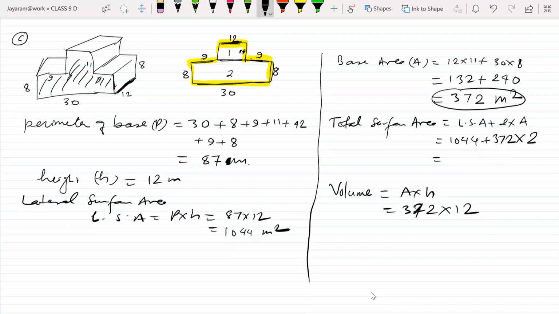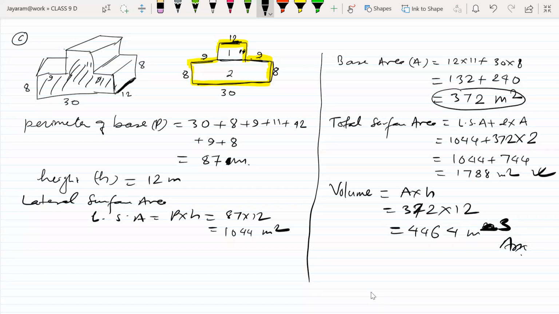Please be quite alert. 744 plus 1044 is 1788 meter square. Thank you very much again. If you multiply here, the answer is 4,464 meter cube. This is the volume.